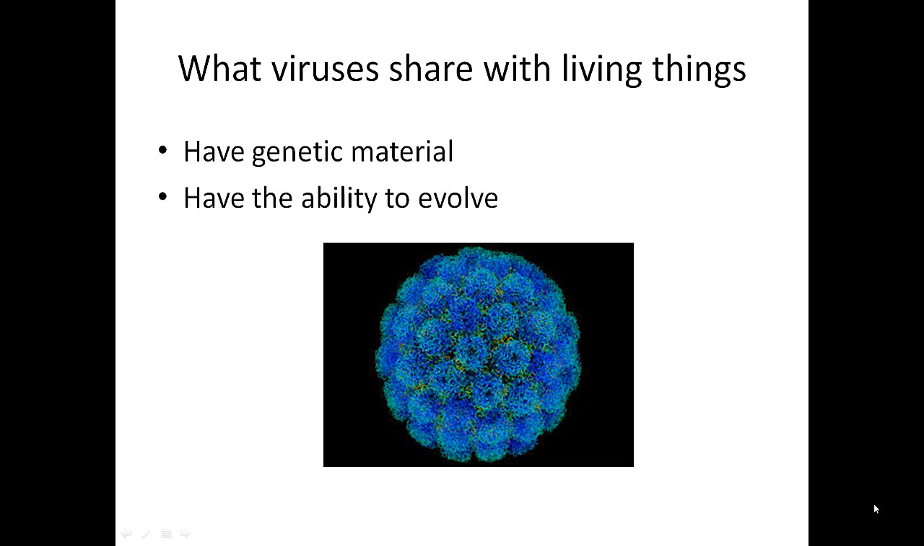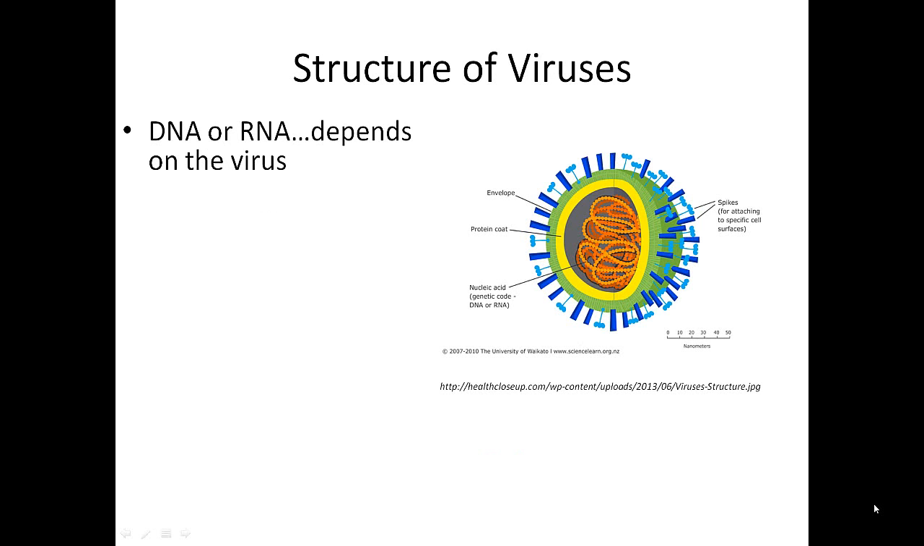Why they might be considered alive? They do have genetic material, DNA or RNA, and they can evolve. So think about the flu shot. You got the flu shot maybe last year, and if you got one again this year, it's a different strain because the flu is not the same year to year. Viruses can evolve.